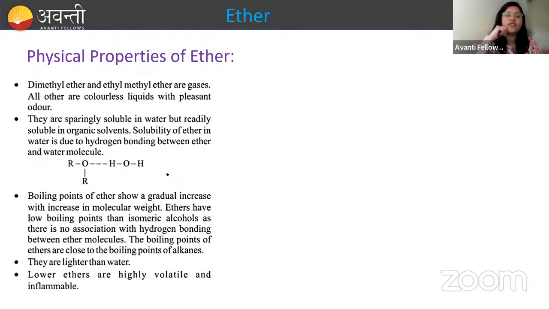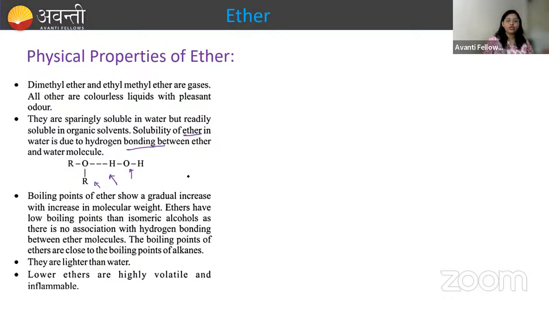So when we talk about physical properties, diethyl ether and ethyl methyl ether are gases. All others are colorless liquids with a certain characteristic smell. Okay, they are sparingly soluble in water, but they are readily soluble in organic solvents. Solubility of ether in water is due to hydrogen bonding between ether molecule and water molecule. Between ether molecule and water molecule, that's why it has a good solubility.